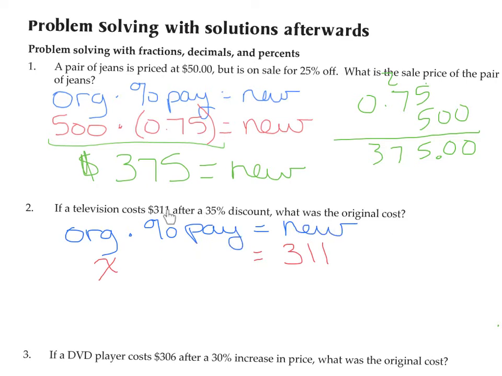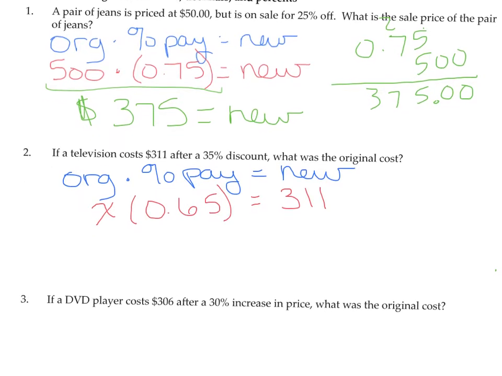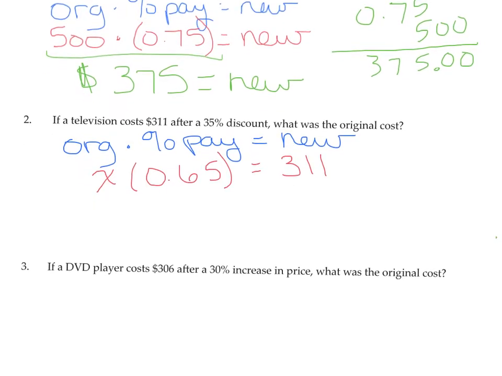All right, what percent are we paying? If it's a 35% discount, 100% take off 35% leaves you with 65%. So in a decimal, 0.65. So how do we figure out what X is here? This is an equation. So to isolate this X, we have to undo this multiplication with division. So we need to divide by 0.65. Don't be scared because it's division by a decimal. You just have to practice it a little bit.